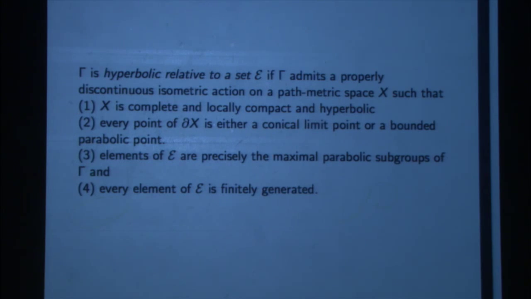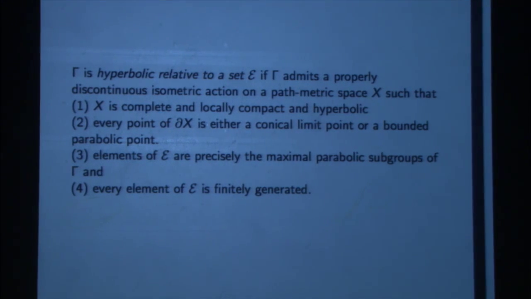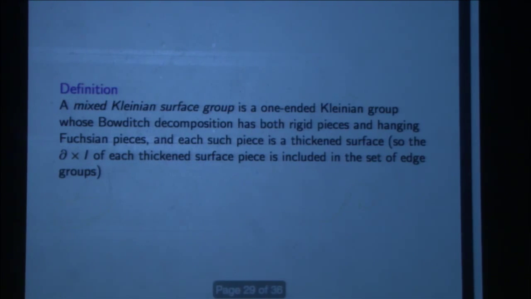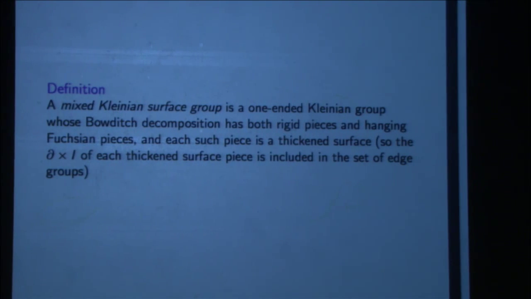So the elements of this set are going to be exactly the maximal parabolic subgroups. For a relatively hyperbolic group, one of the best ways to think about it is like a hyperbolic link complement, where it's hyperbolic relative to these parabolic subgroups. Okay, so let's try to talk about what we're doing here.